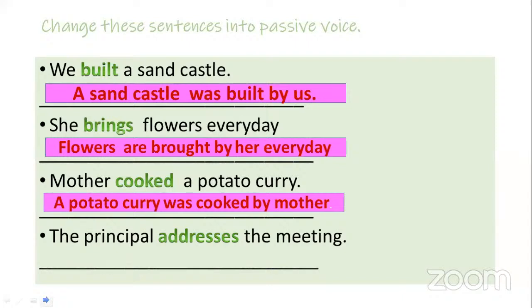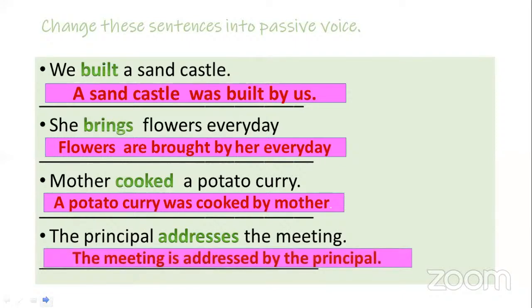Next, this is the last sentence. The principal addresses the meeting. Here addresses is a present tense verb and the object is the meeting. Meeting is a singular noun, so we use is here. The meeting is addressed by the principal.